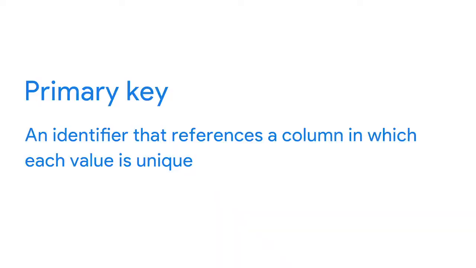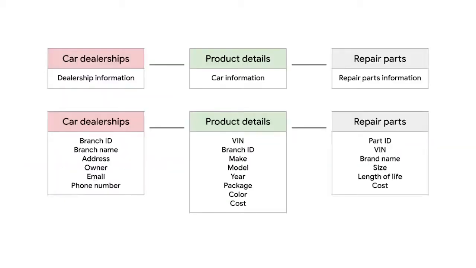Certain fields can also be referred to as a primary key. A primary key is an identifier that references a column in which each value is unique. So in our car manufacturer example, we can see that branch ID is the primary key in the dealership table, VIN is the primary key in the product details table, and part ID is the primary key in the repair parts table. Primary keys are unique and can only exist once within a given table. There's also foreign keys.